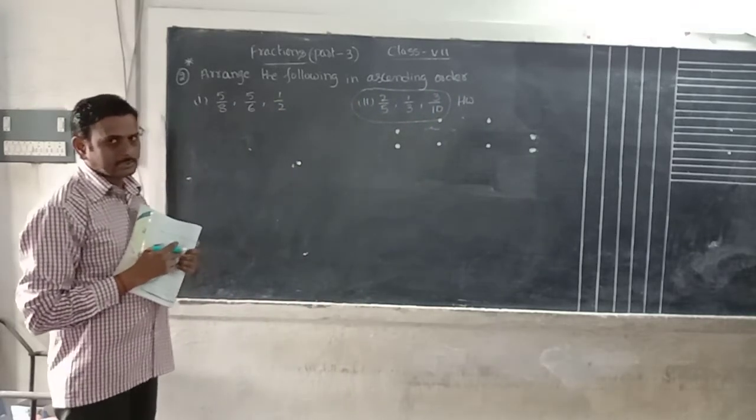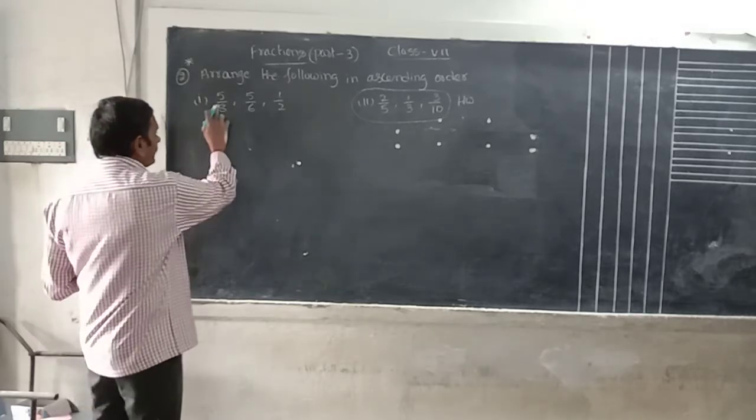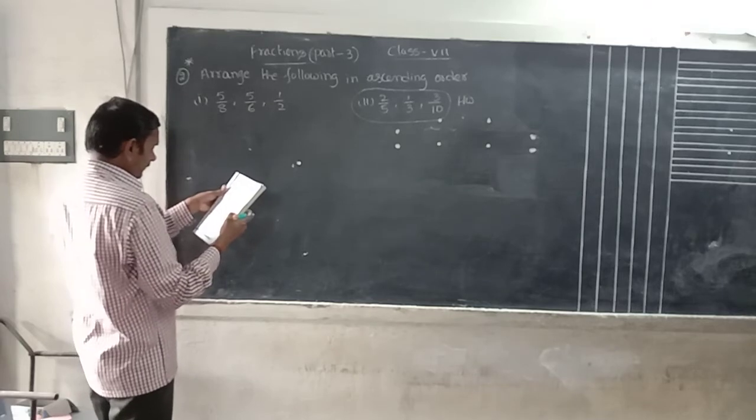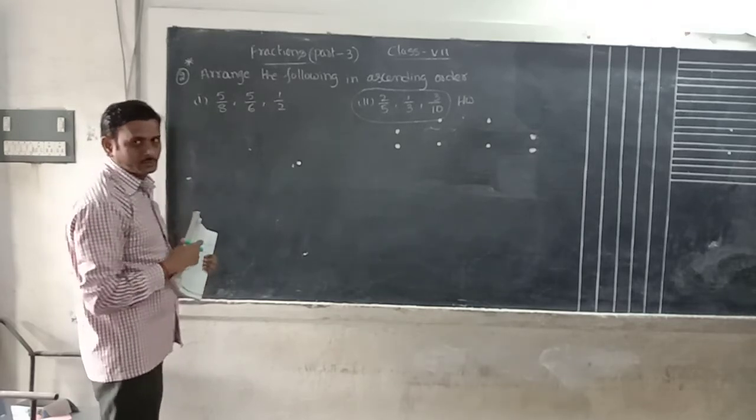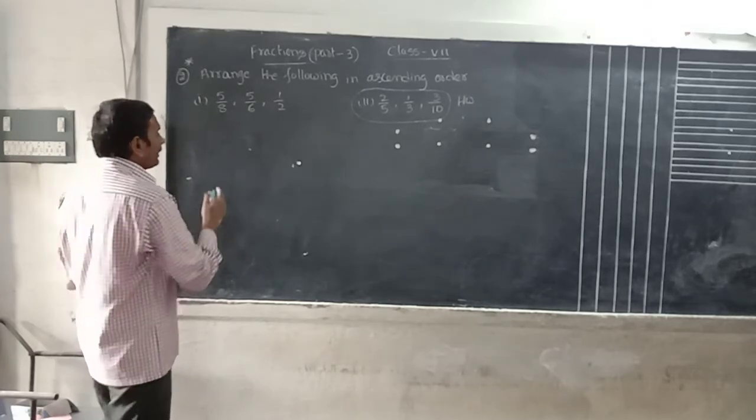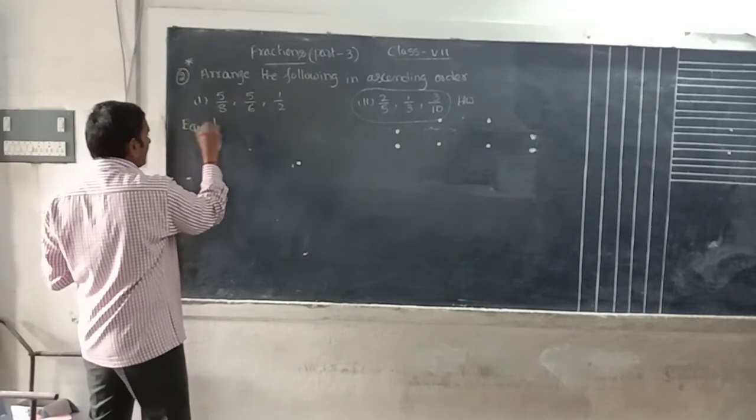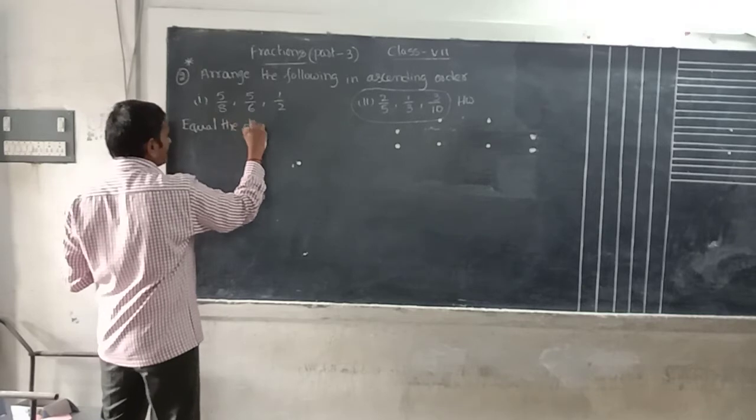And now what are the given? 5 by 8, 5 by 6, 1 by 2. Now equalize the denominators.